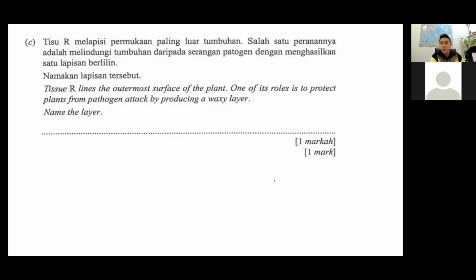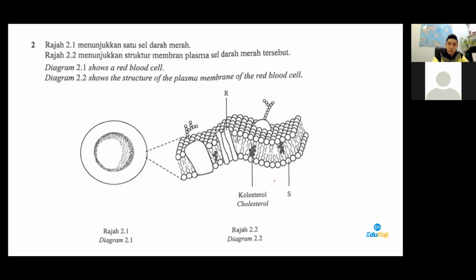Okay, guys, question C, tissue R lines the outermost layer. This is very simple. This is what we call the cuticle. Let's move on to question 2. Guys, question 2, quite obvious, we are dealing with Form 4, Chapter 3. Movement of substances across plasma membrane.